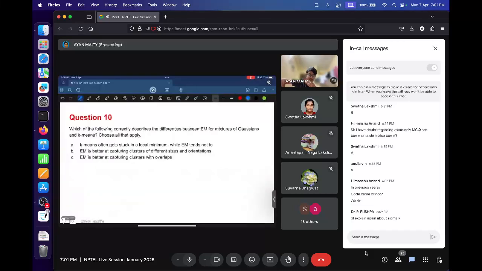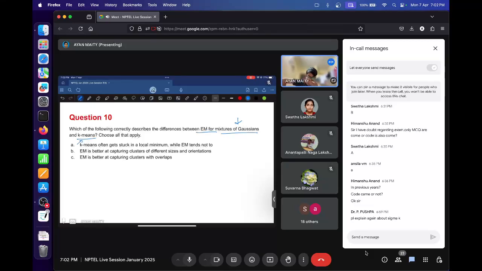Now, question 10. Which of the following correctly describes the differences between EM, which is expectation maximization, for mixtures of Gaussian and K-means algorithm? So both the algorithms, EM for mixture of Gaussians and K-means, are clustering algorithms. So what are the differences of these two algorithms? Multiple options may be correct here.